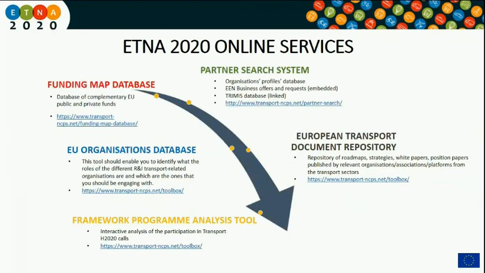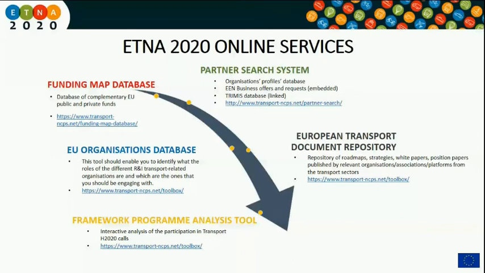Here, just a brief summary of the online services that you can find on the ESMA 2020 website. It goes from the funding map database, where you can find a summary of all public and private calls. We of course have partnership tools. Maybe some of you also know Enterprise Europe Network, so the partnership tool of the network is embedded in the system. We also have an organization database so that you can have an overview of all the actors in the ecosystem for research and innovation.